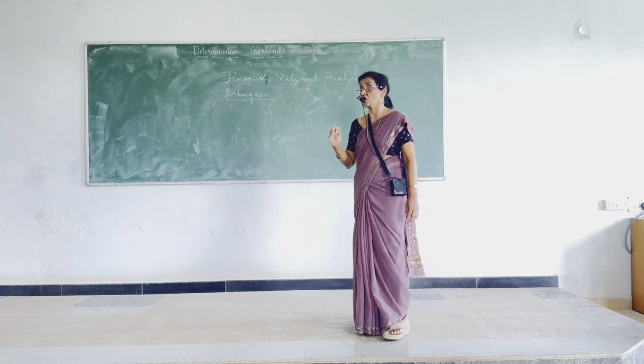This is how we prepare common size financial statements. These are basically very easy methods of financial analysis. The third one, all these are student favorite methods. Trend analysis. Trend analysis is a horizontal method of analysis. Horizontal means we compare different years' balance sheets. Vertical means we compare only 1 year's balance sheet.